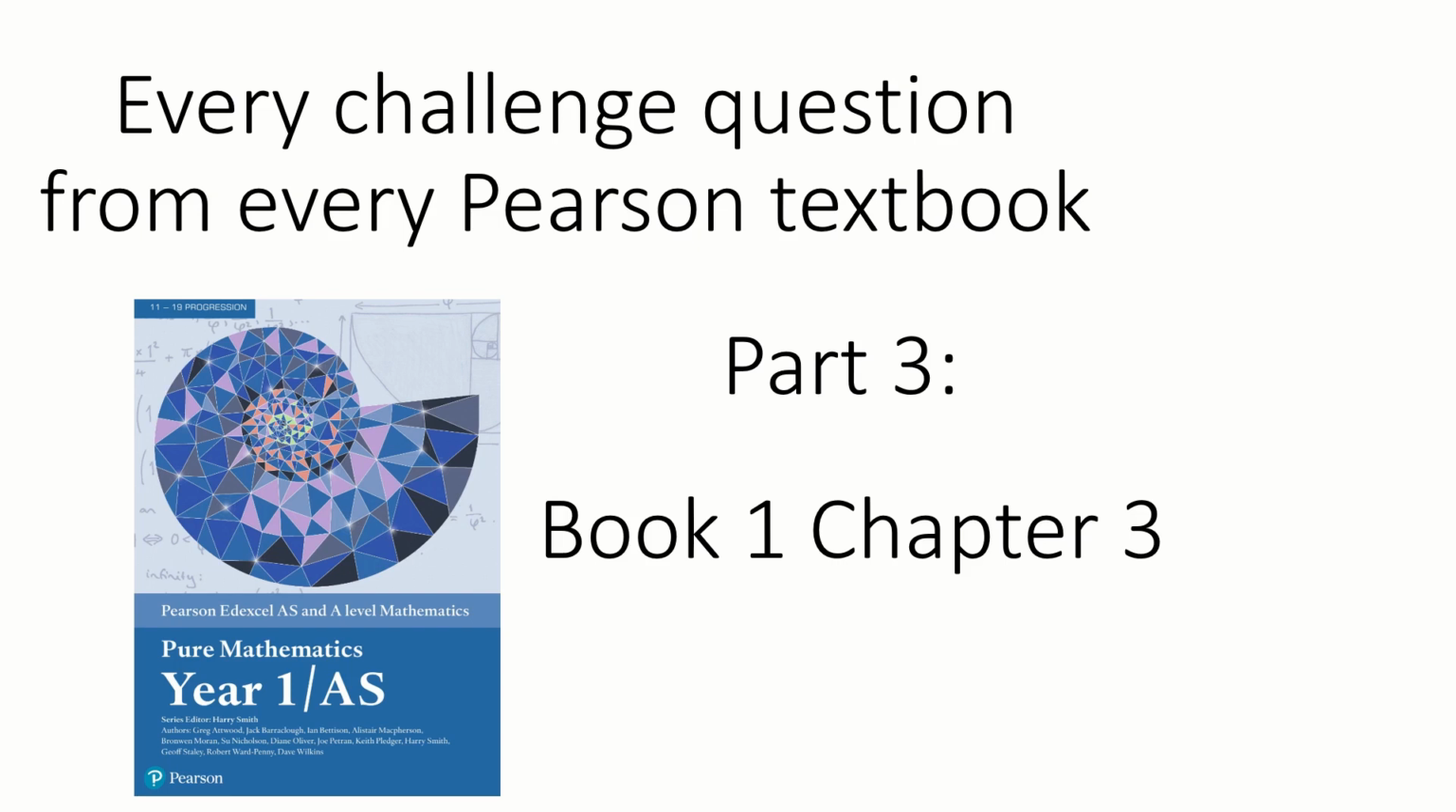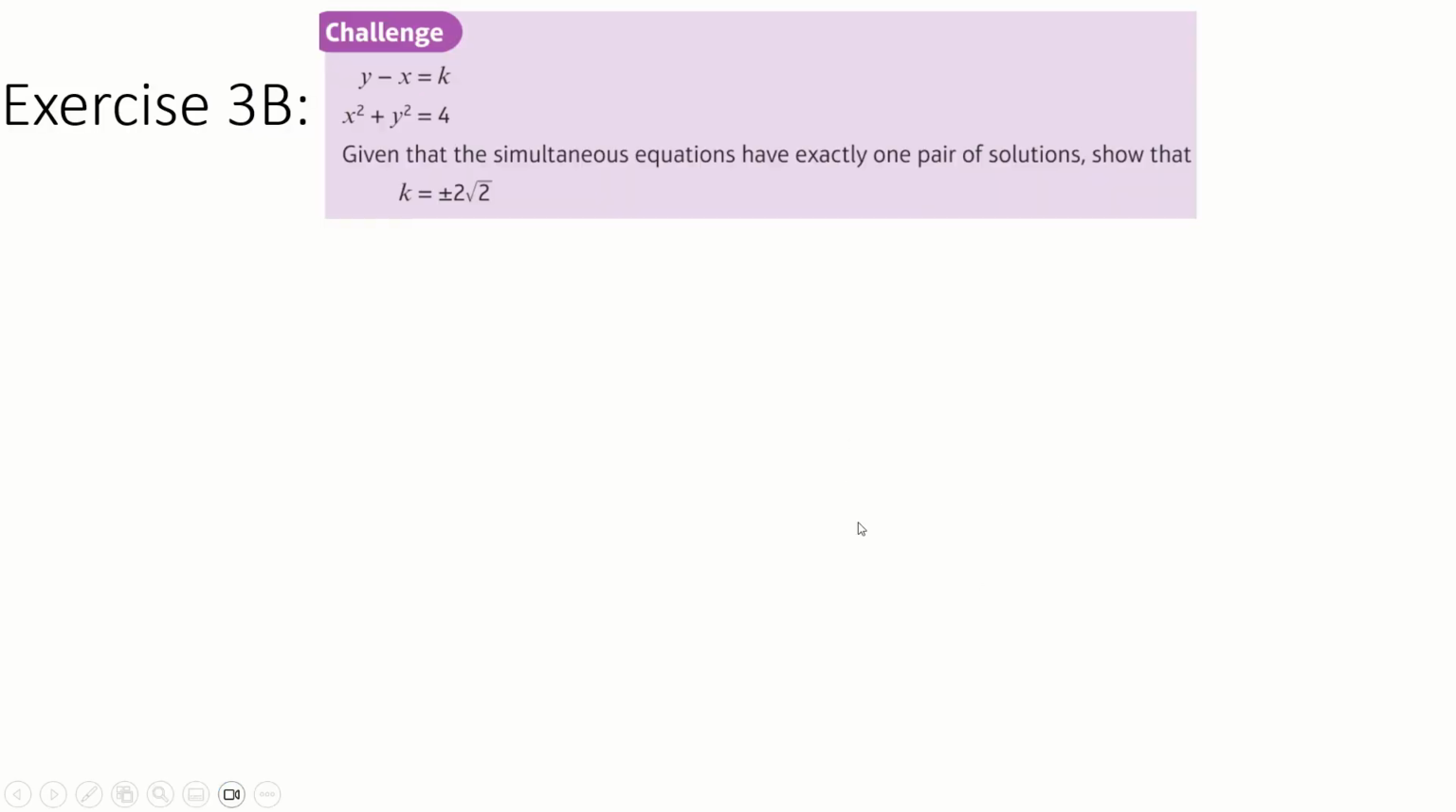So every challenge question from the Pearson textbooks, part 3, chapter 3, this is on simultaneous equations, I believe, which is cool. Some year 12s actually know some maths at this point, so the questions might actually start getting a little bit more difficult. But not really, though. One pair of solutions means b squared minus 4ac is equal to 0, of course.